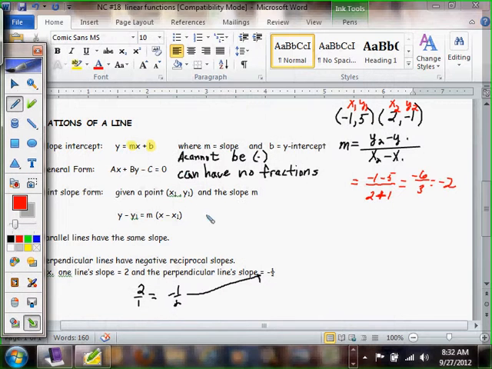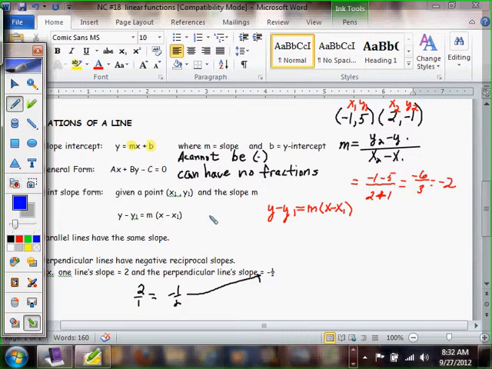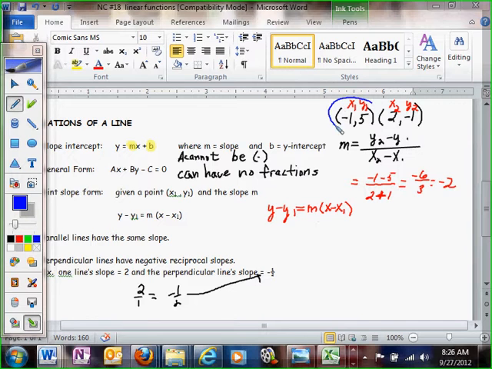So using point slope, I have y minus y1 equals m times x minus x1. Now, if I wanted to write the equation of a line in slope-intercept form, I need to know an x1, y1, and a slope. Well, we have an x1, y1 here, and you could use this point. I will point out that you could also use this point. It doesn't matter. Okay?